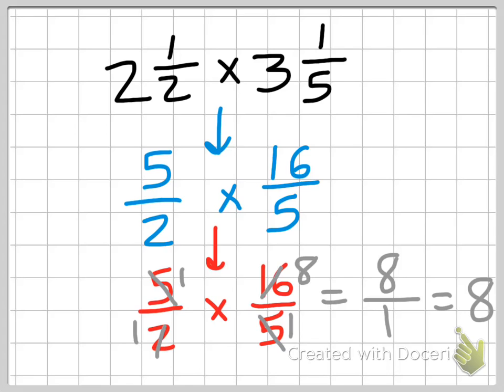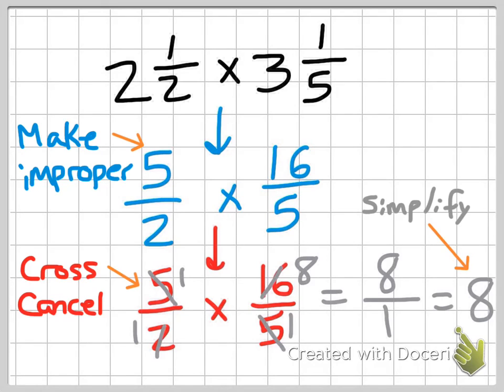Okay, you will notice, and as Ruth pointed out, we made the mixed numbers into improper fractions. Then we multiplied as normal. We used the simplification by cross-canceling, and we got our answer as 8. So here's the example. Notice that we made them improper as the first step. We cross-canceled as the second step, and then we simplified.